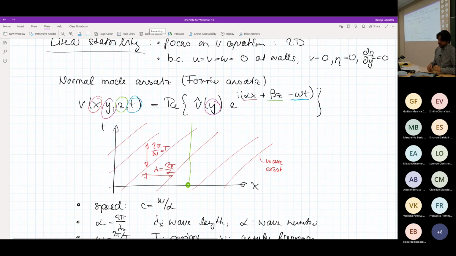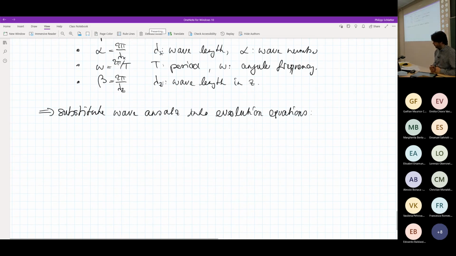And of course, the thing is that suddenly derivatives in x and in z just become multiplications with the wave number. That's the beauty of this. Derivatives in y will still remain as derivatives in y, but they will be derivatives of v hat, this wave function, which is only a function of y. So that means partial derivatives will disappear, and only ordinary derivatives will be left.